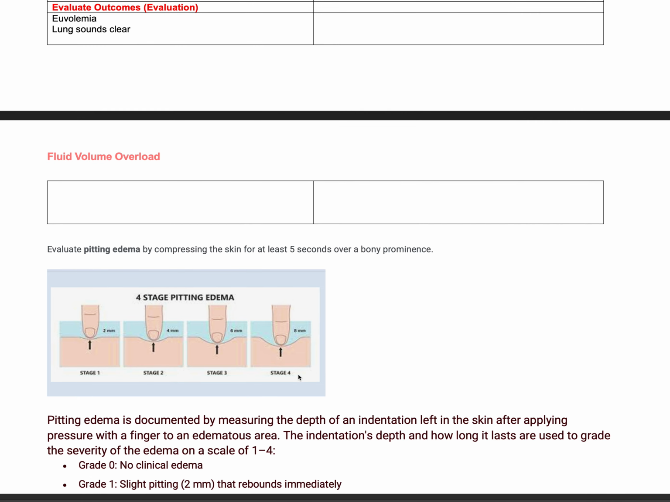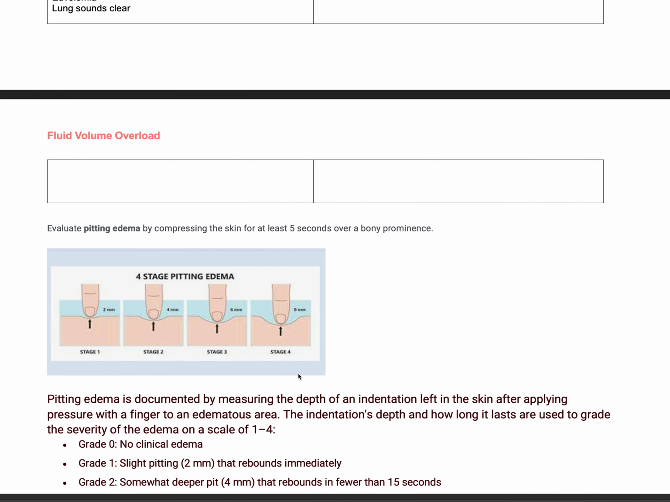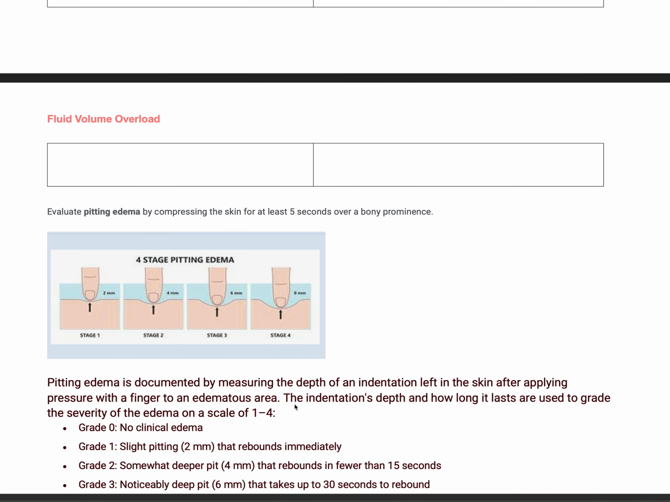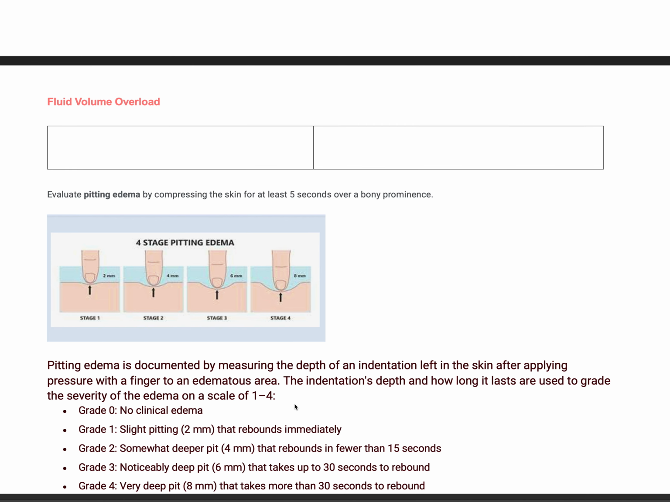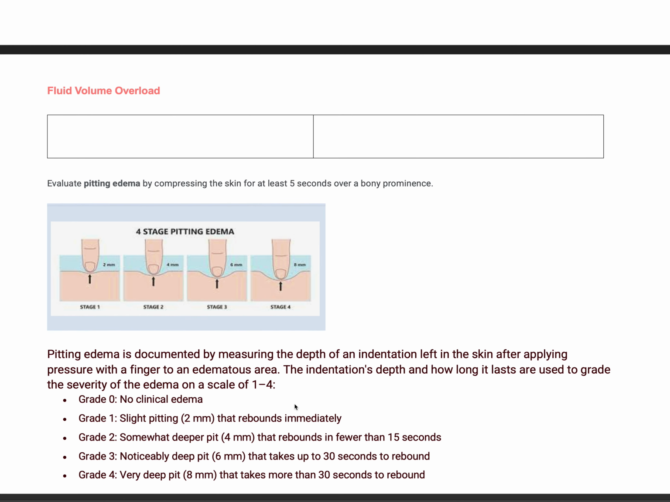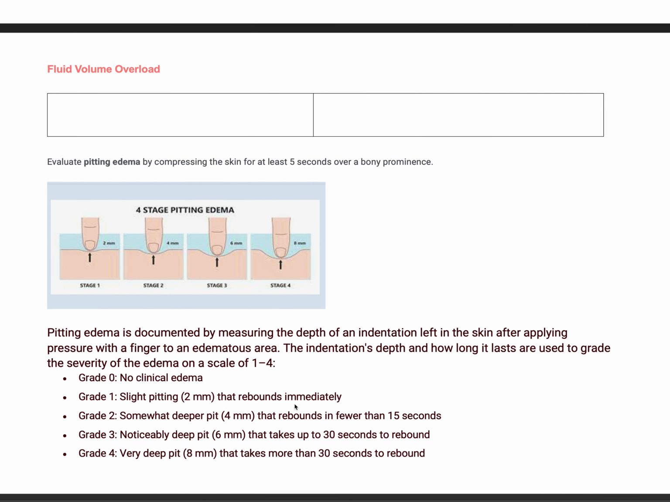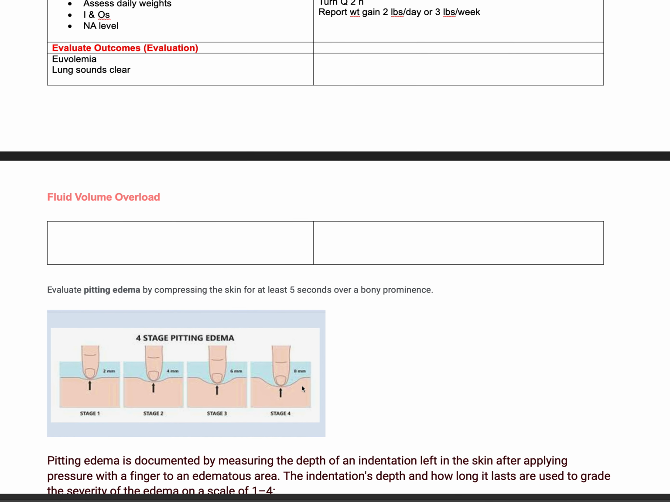Now, 0 means there's no edema. 1 is slight pitting edema, right? So that's 2 millimeters, and it rebounds very quickly. The next one is grade 2, and 2 times 2 is 4. So the pit is a little bit deeper, and it rebounds in 15 seconds. Grade 3, 3 times 2 is 6. So the indentation is going to be 6 millimeters, and it takes 30 seconds. And 4 times 2 is 8, so the indentation is going to be 8 millimeters, and that takes about 30 seconds to rebound, okay? So it's really important that you know how to document pitting edema. All right, that's it for fluid volume overload.